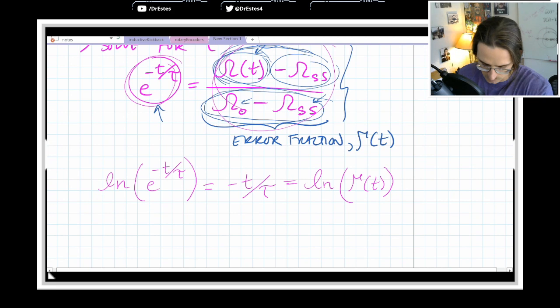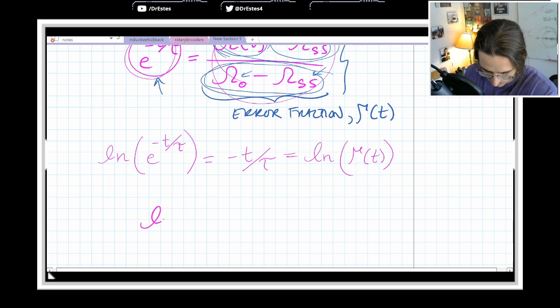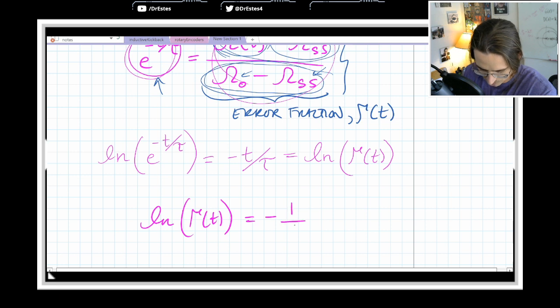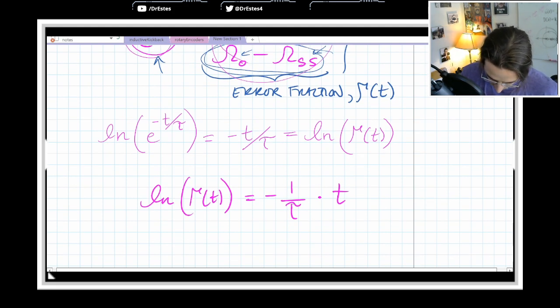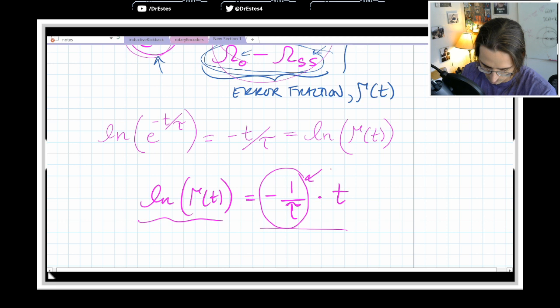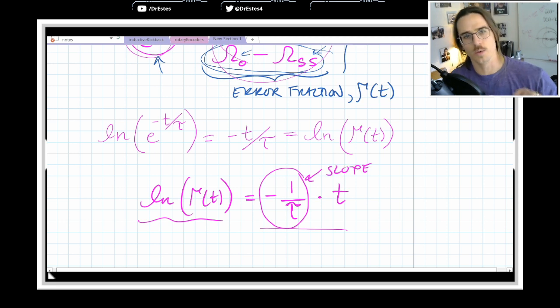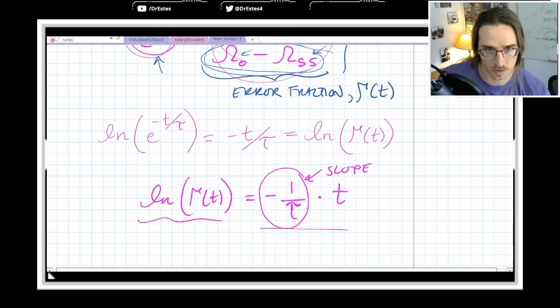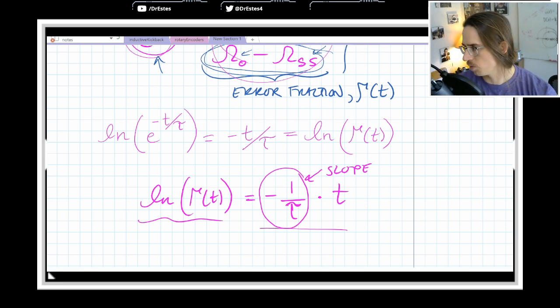Okay, so here's the point. Let's just write it like this. I'll rewrite this in a certain way. The natural log of the error fraction is equal to minus 1 over tau times t. So this is just a line, and this is the slope of the line. So we'll plot this and then come back to this, and you'll see how this is going to work.